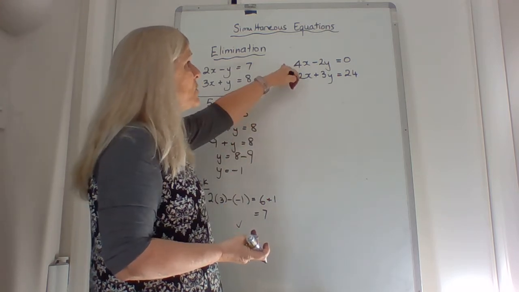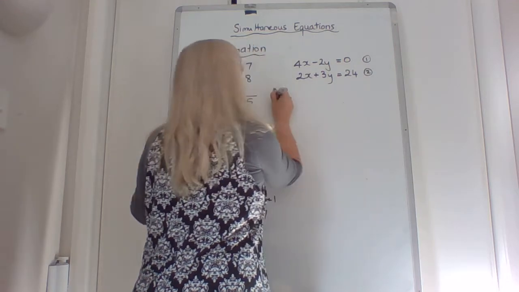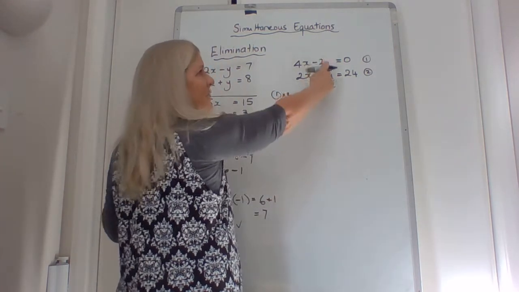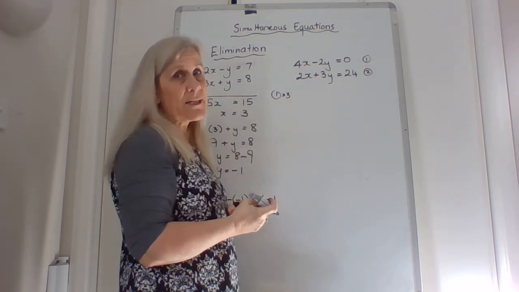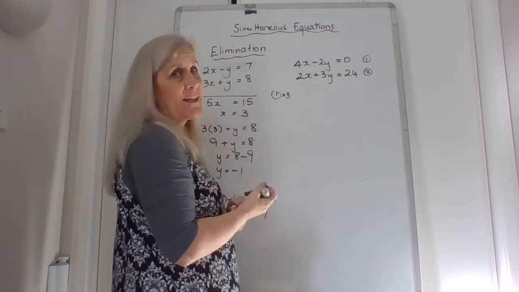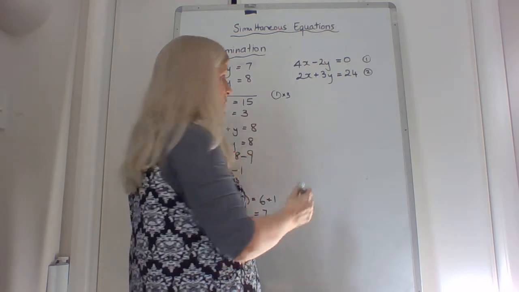So I'm going to multiply this first one, I'm going to call it 1, by 3, because I'm going to go for 6 here. I could go for 8 here and then minus them. That would be fine too. But I'm going to go for 6 here. They will give you the same answer. There is only one answer to this.